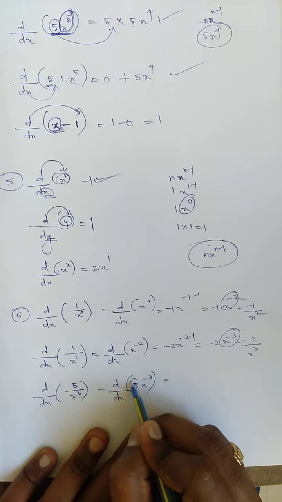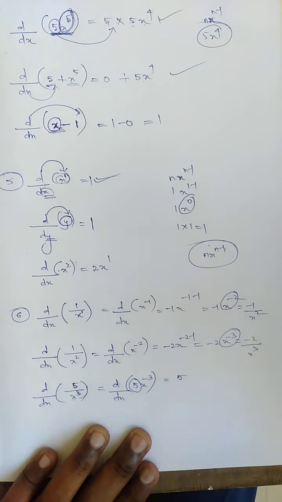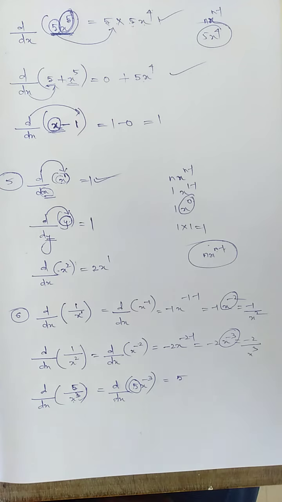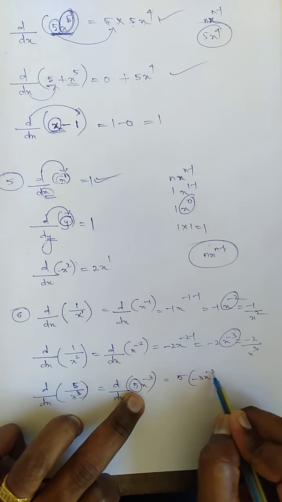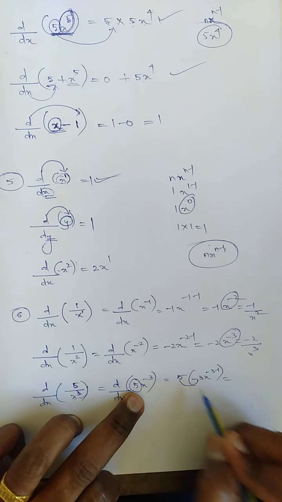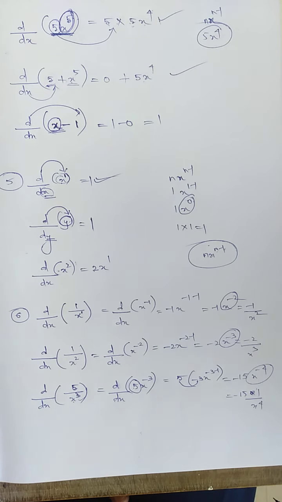Next, in this one, 5 remains a constant because it is 5 into x power minus 3. So write 5 as it is. For x power minus 3, n is minus 3, so x power n minus 1 is x power minus 3 minus 1. 5 threes are 15, so minus 15 x power minus 4, which is minus 15 divided by x power 4. This x power minus 4 comes down and becomes x power 4.